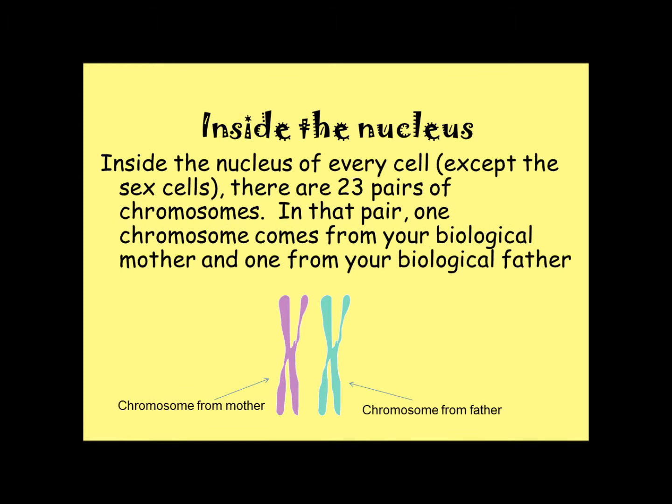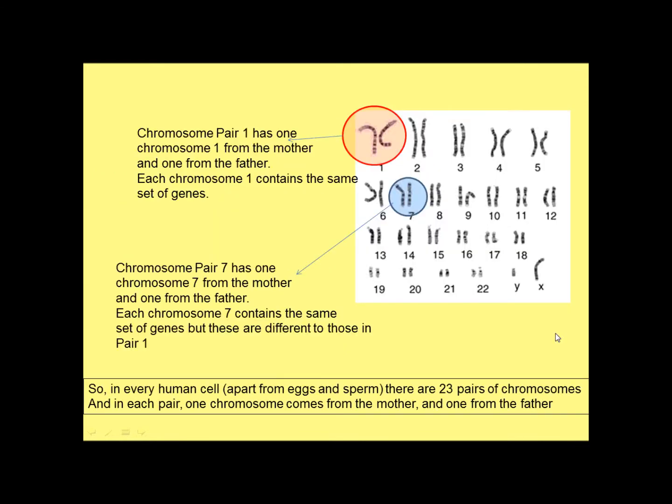Okay, let's look at this a slightly different way. So inside the nucleus of every cell, except the sex cells, there are 23 pairs of chromosomes. So in that pair, 1 chromosome comes from your biological mother, this one, and 1 from your biological father, that one. So 1 comes from the sperm and 1 comes from the egg. If you look at all of your chromosome pairs, so this is what we call a karyotype, all 23 pairs laid out, you can see that chromosome 1 would have 1 of the pair from the mother and 1 of the pair from the father.